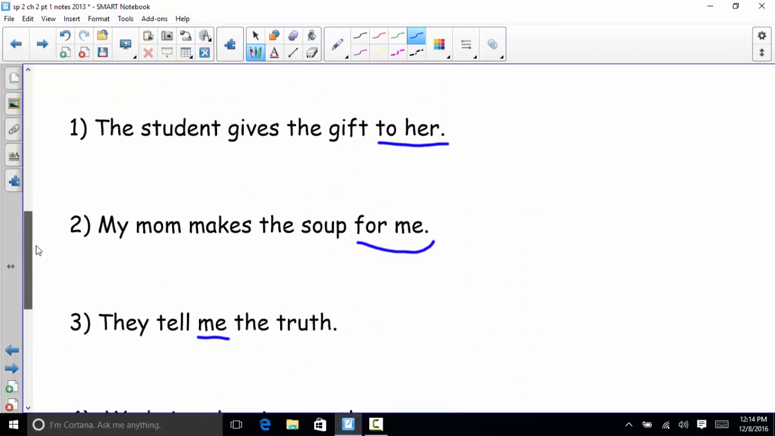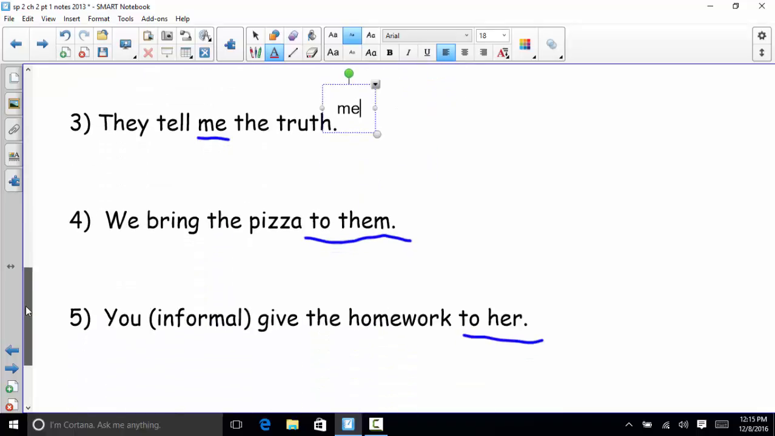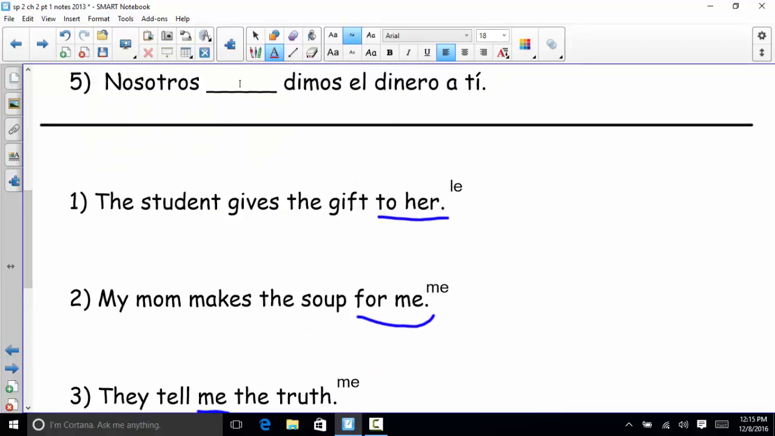Now I need to figure out what pronouns I would use to replace those. Okay, so to her, I would use le. For me, I would use me. Tell me the truth again, I'm going to use me. Number 4, we bring the pizza to them. I would use les. And to her, I would use le. Okay, and that's all based off of the chart that we filled out on indirect object pronouns. So now that I've figured out what pronouns I'm going to use to replace those, I can go ahead and cross those out.